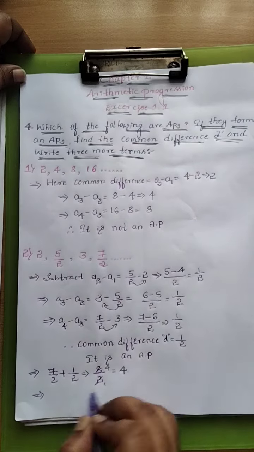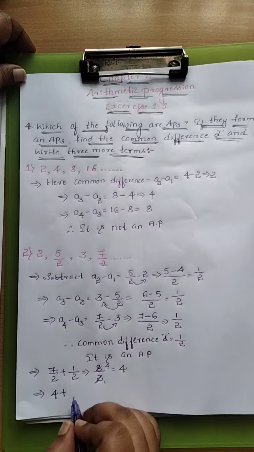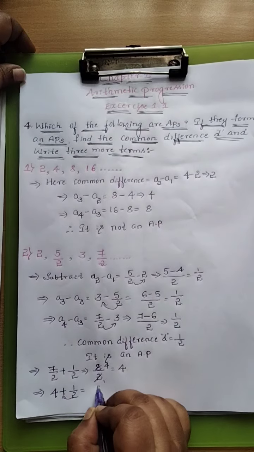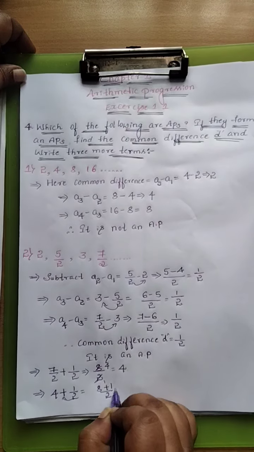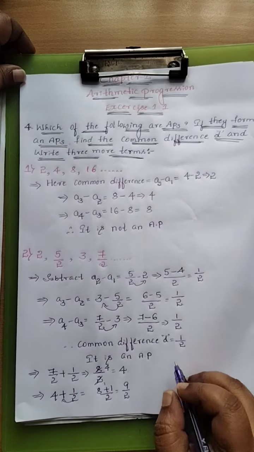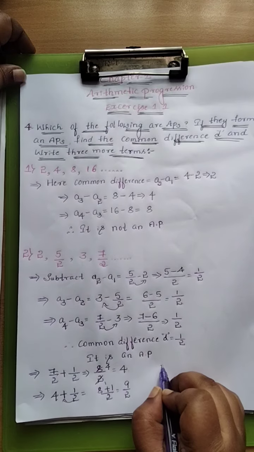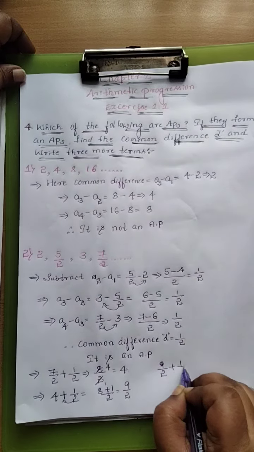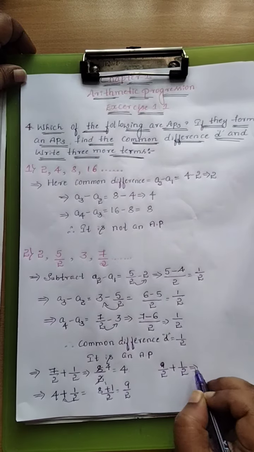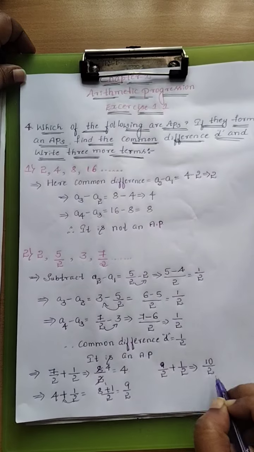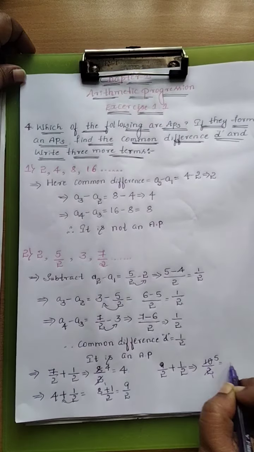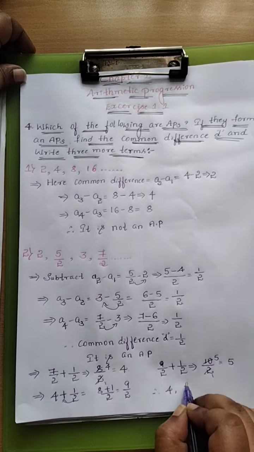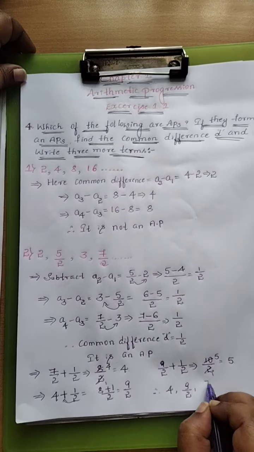Now let's take the fifth term 4 plus the common difference 1 by 2. Cross multiply this, 4 2s are 8 plus 1 divided by 2, 9 by 2. Next, to find the seventh term, we need to take the sixth term, that is 9 by 2 plus 1 by 2. Here 9 plus 1 is 10 divided by 2, 2 5s are 10. Here 5. Therefore, the fifth term is 4, the sixth term is 9 by 2 and the seventh term is 5.